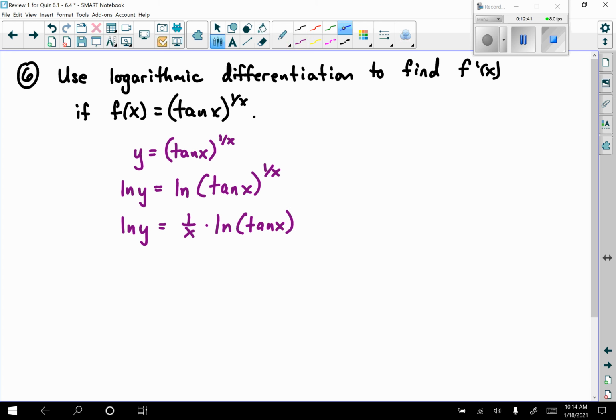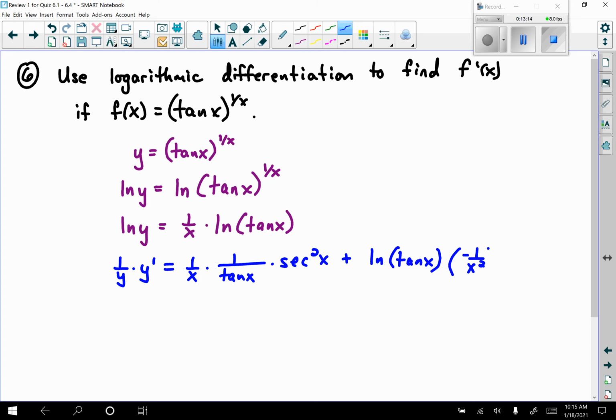So when I start to take the derivative of the natural log of y, that becomes 1 over y, implicit differentiation here, so then times y prime. And then I have my u, which is 1 over x, times v prime, so this becomes 1 over tangent x, then times the derivative of tangent x, which is secant squared x. So there's my u v prime, plus v u prime, so v is the natural log of tangent x. And here's that 1 over x again, or x to the negative first, so then this becomes negative 1 over x squared.